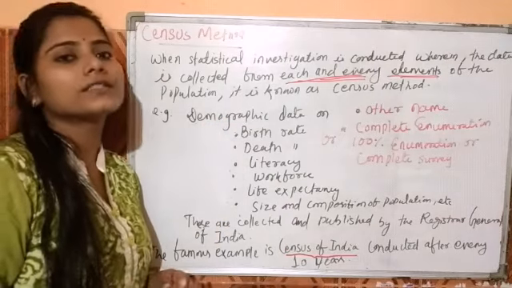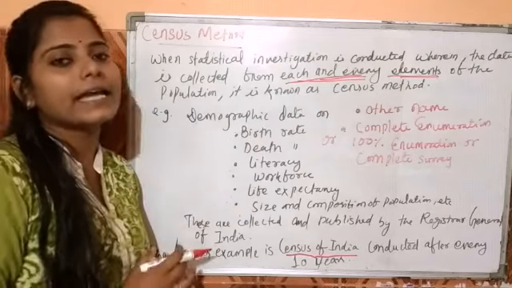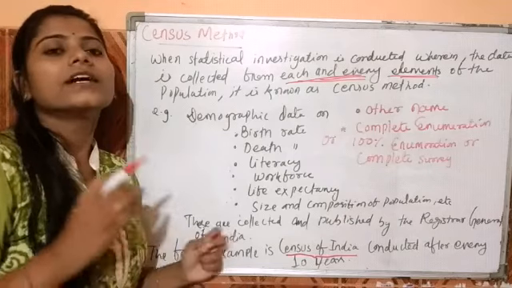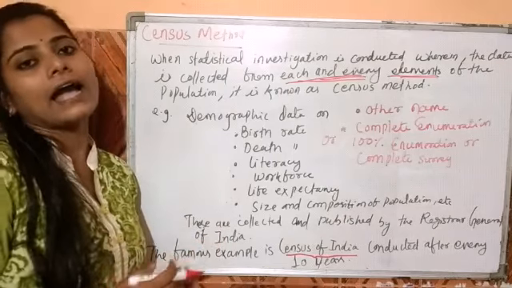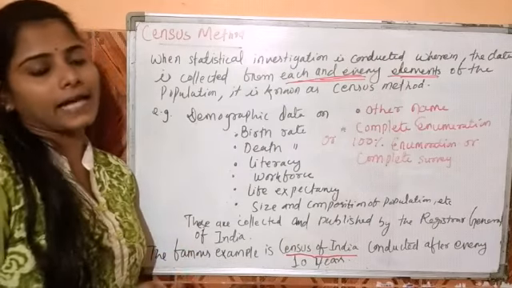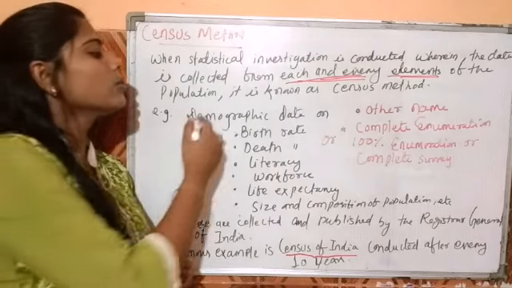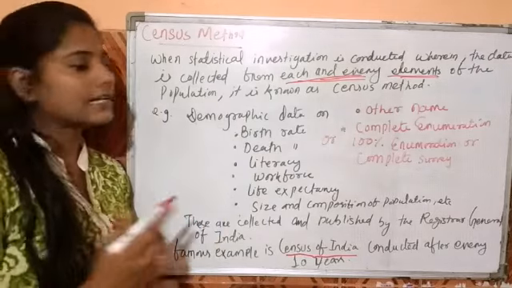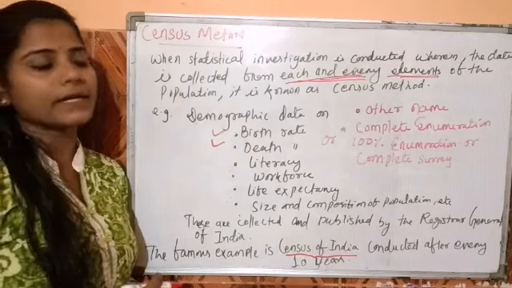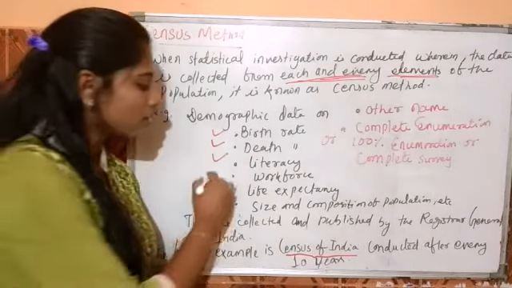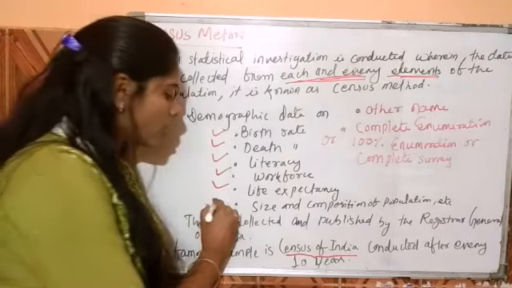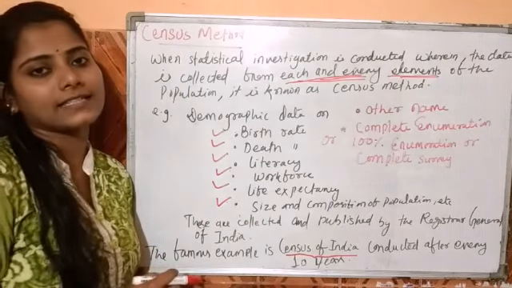That means when a person wants to study each and every element related to the investigation, then this method is suitable. For this purpose, the investigator requires trained personnel, and the data collection requires a high degree of accuracy. The example is demographic data collection, that is the birth rate of India, the death rate of India, literacy rate, workforce in India, life expectancy of the population of our country, or size and composition of populations, etc.